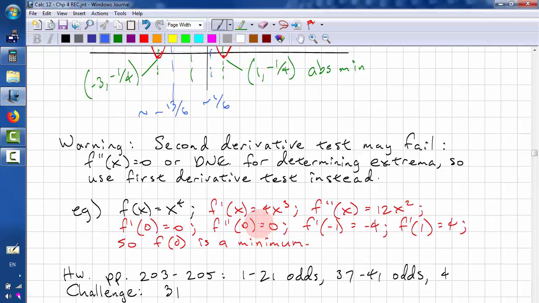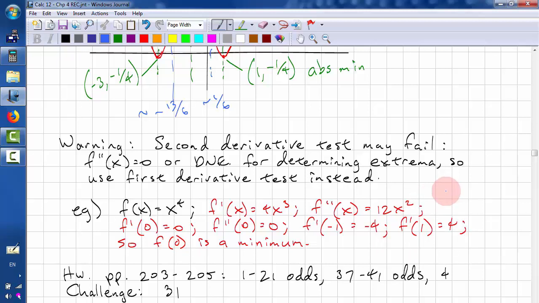However, if we do the first derivative test, we pick a point to the left, negative 1. That gives us negative 4. And we pick a point to the right, 1, and the derivative is 4. Because it's decreasing and then increasing, f of 0 is a minimum.